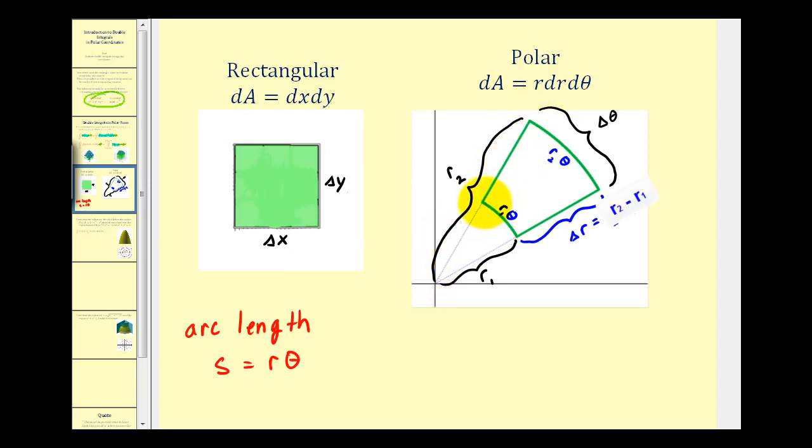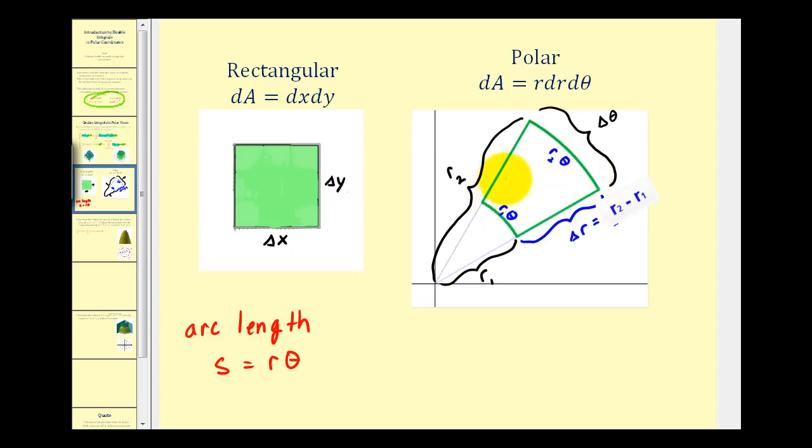To determine the length of this piece here and this piece here, we'd actually have to use the arc length formula, which states that arc length s is equal to r times theta. So this length here would be r1 theta, and this would be r2 theta. And the length of this segment here would be delta r, which we can set equal to r2 minus r1.